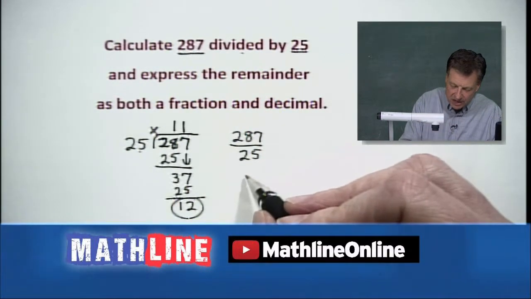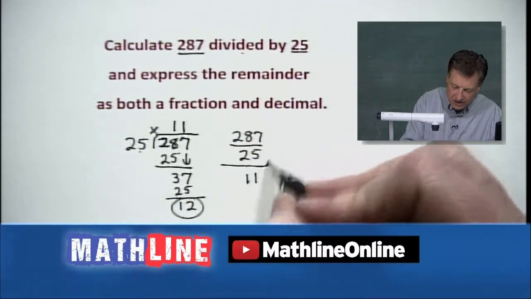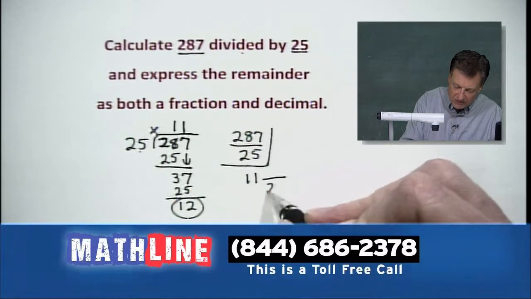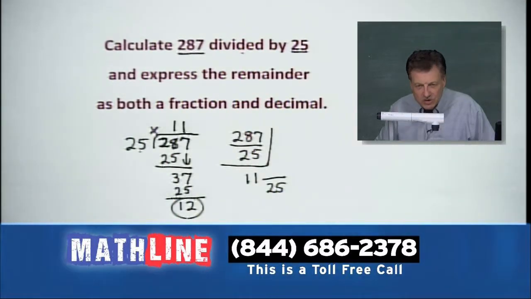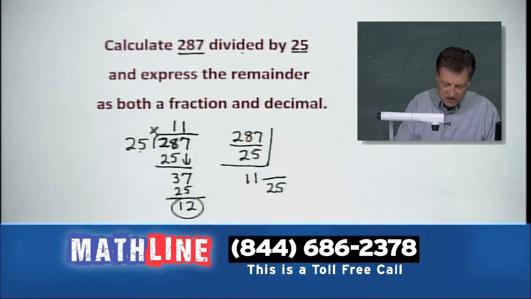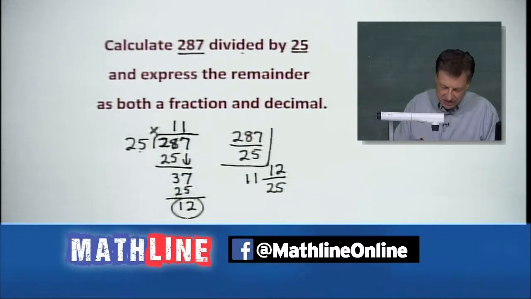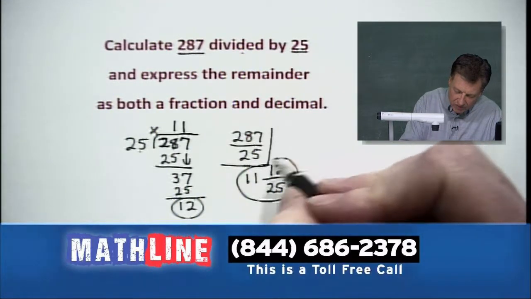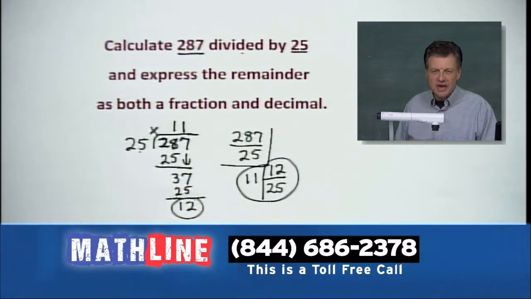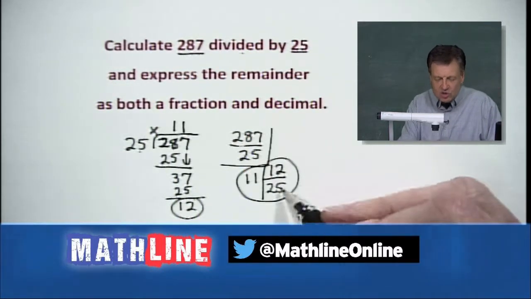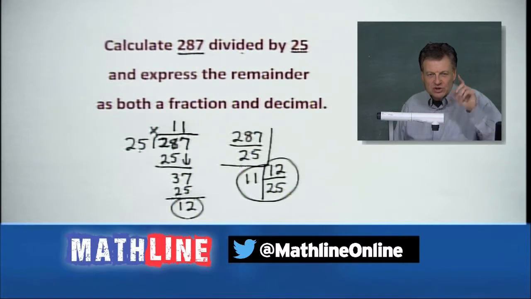Kaylee, here we go. You have 11. That's the big part there. All right. And we have a 25 in the denominator because that's what we're dividing by. What do we have left over? We have a 12. And that is your fraction form of the remainder right there. And that's what we're worried about, the remainder. We know it went in 11 times. You have like a mixed number type thing. So 12 out of 25. There's your remainder as a fraction.